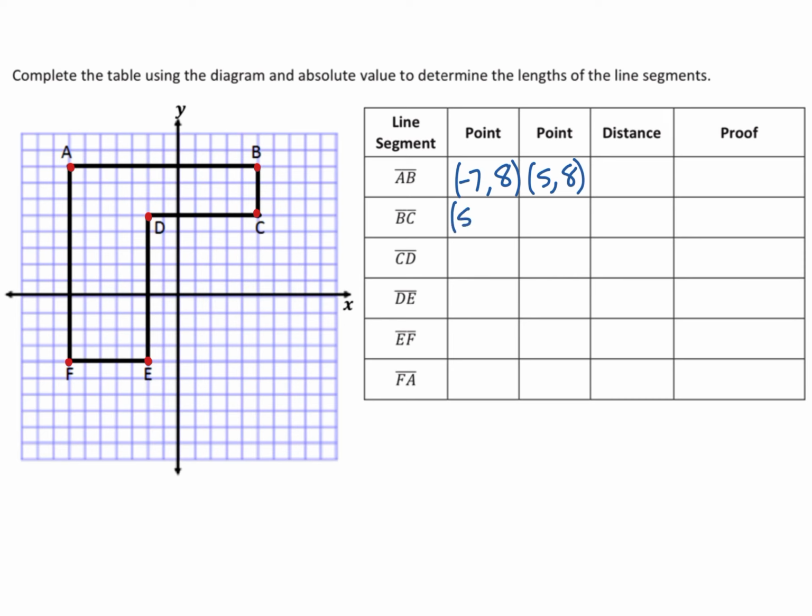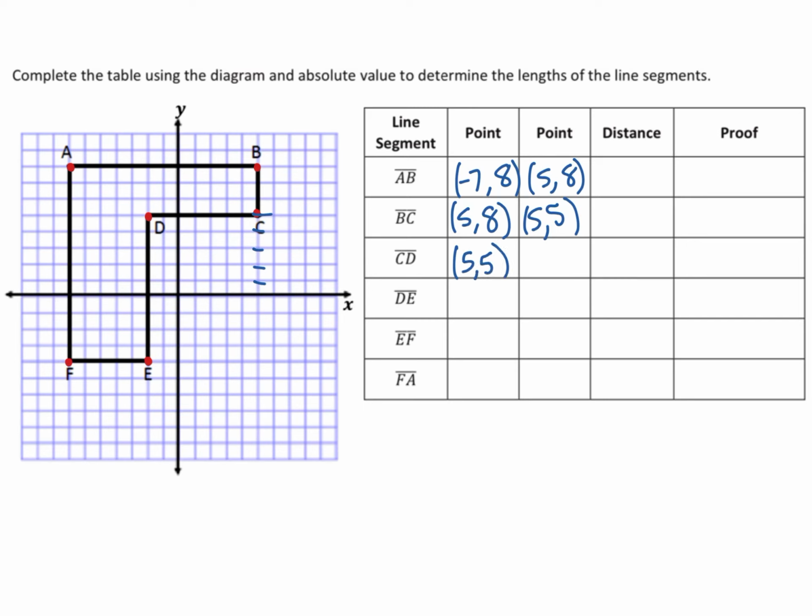B is also used in this one. And now we need to look for C. C is also right 5. But it's only up 1, 2, 3, 4, 5. C is also used in this line segment. Oops, that should say 5, not C.